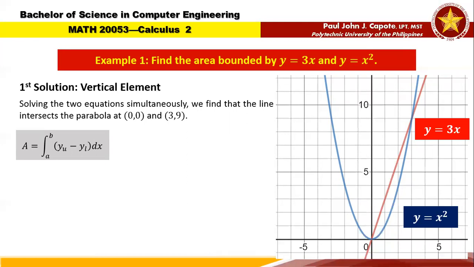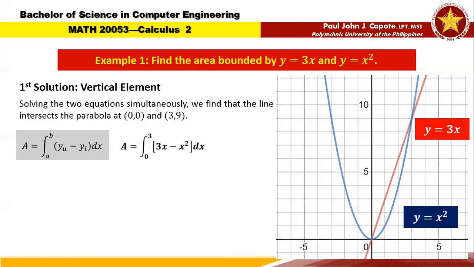We need to determine which of these two functions is the upper y, or our y sub u, and the lower y, or our y sub l. If we draw the vertical element inside the bounded region, then the upper end touches the graph of function y equals 3x. Therefore, y equals 3x is our upper curve. On the other hand, the lower end touches the graph of y equals x squared, making it our lower curve.